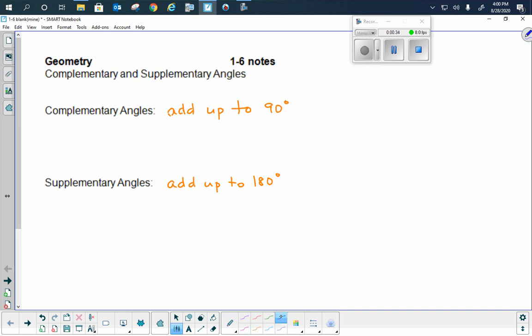To help you not forget which one is which, I memorize it this way. I think of it as C comes before S for complementary and supplementary. And likewise, numerically, 90 comes before 180. So that's how I memorize it, but I'll leave that up to you.